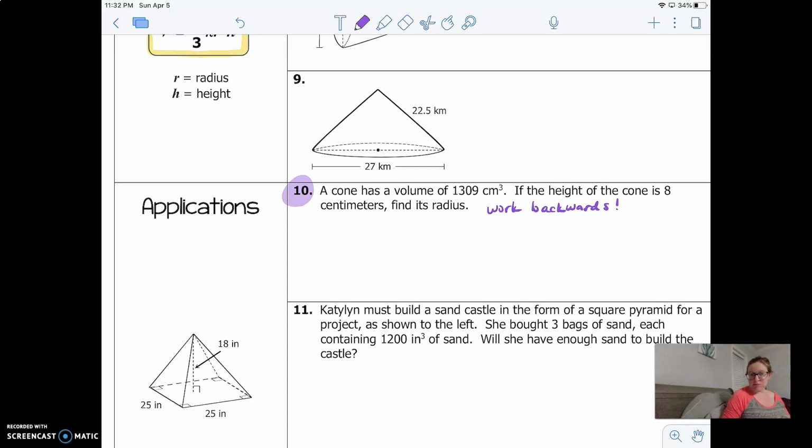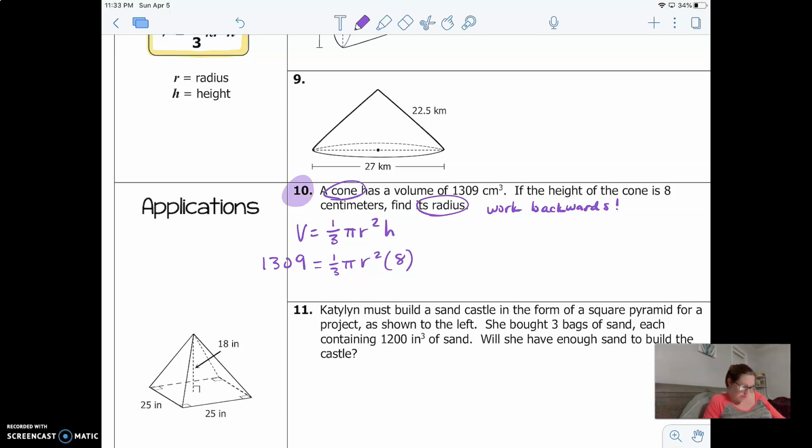Okay, so what does that mean? Start with your formula. Volume of a cone is 1/3 pi r squared times the height. Start with your formula, then plug in what you know. I don't know the radius, we need to find the radius, but I do know the height is 8. I also know the volume is 1309. Now there's no pi in there.